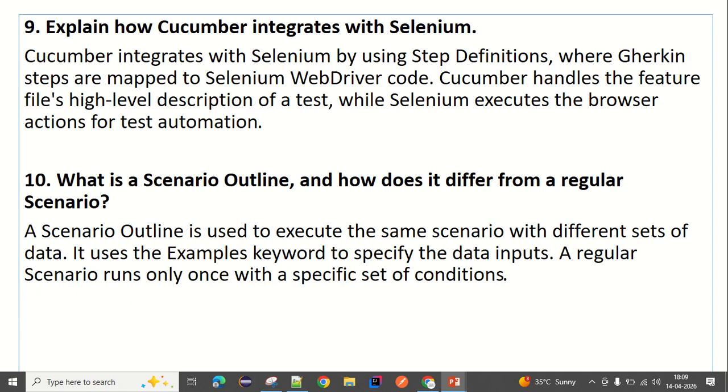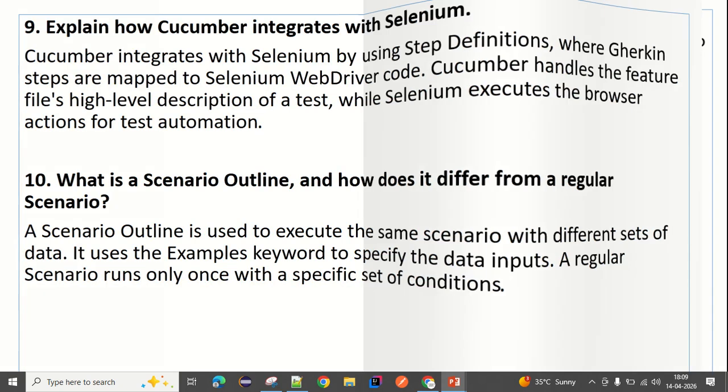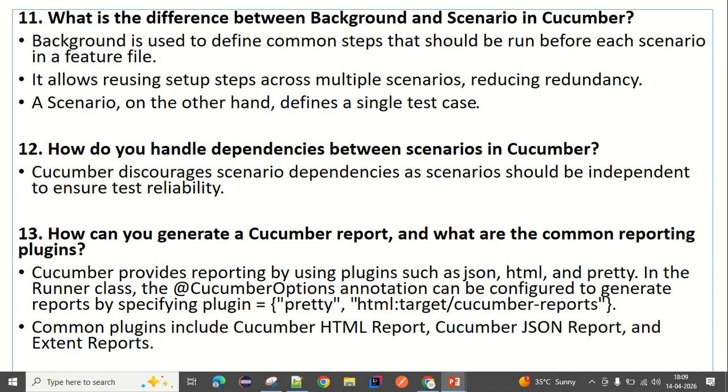What is a scenario outline and how does it differ from a regular scenario? To pass different sets of data, we use a scenario outline, and it uses the Examples keyword to specify the data inputs. A regular scenario runs only once with a specific set of conditions. Now let's directly jump into the 11th question.